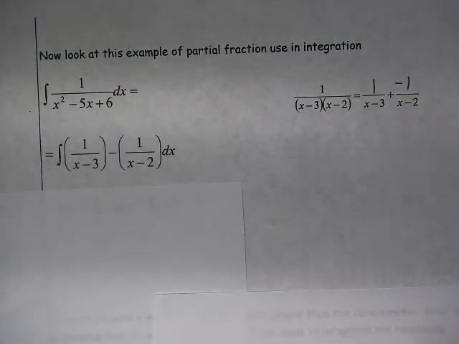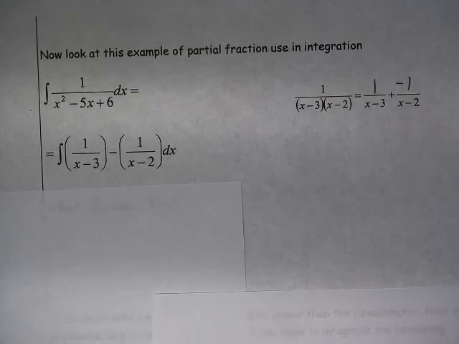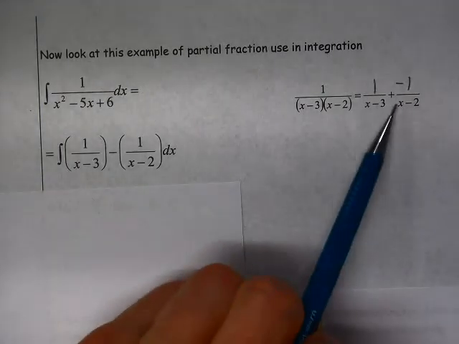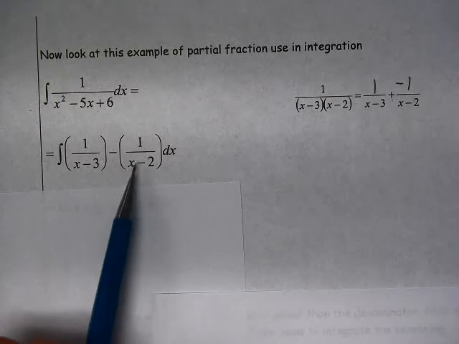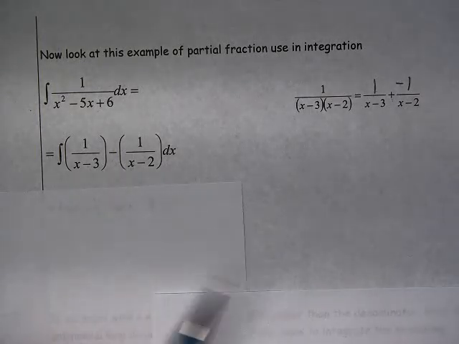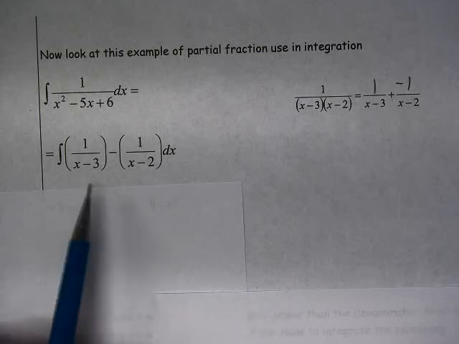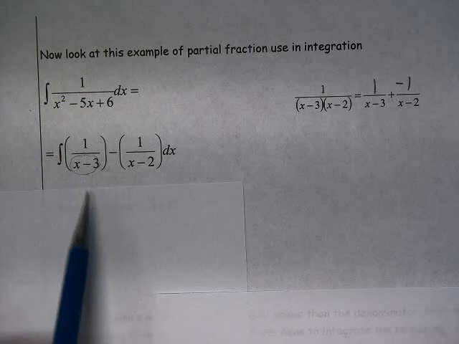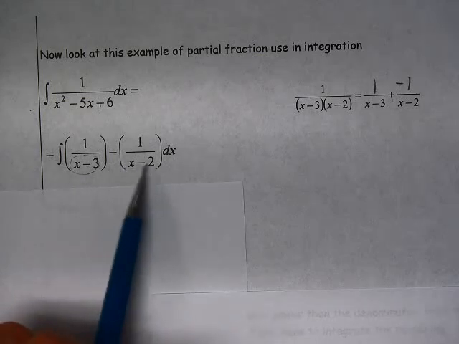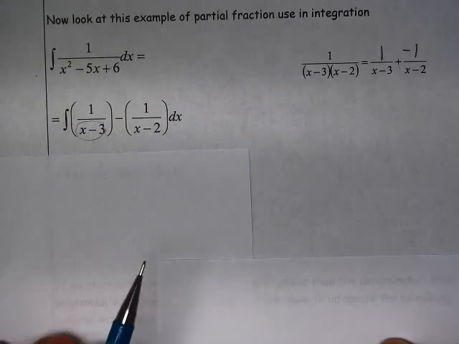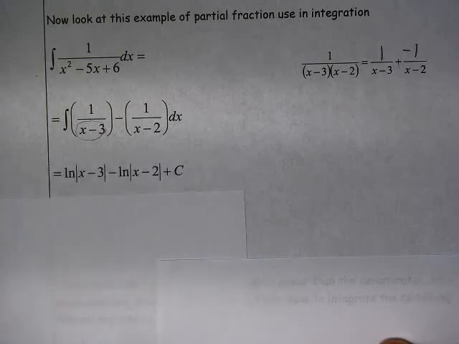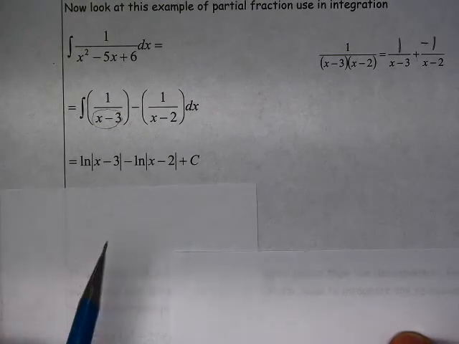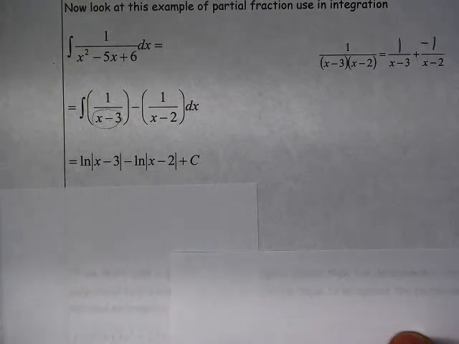So what I really have is just this: 1 over x minus 3 plus negative 1 over x minus 2, I made that a minus 1 over x minus 2. And when I integrate each of these, I can think of it as using u substitution. u equals x minus 3, du equals just dx. Here u equals x minus 2, du equals dx. So these are both just natural logs. So I have natural log of absolute value of x minus 3 minus natural log of absolute value of x minus 2 plus c. I'm done.